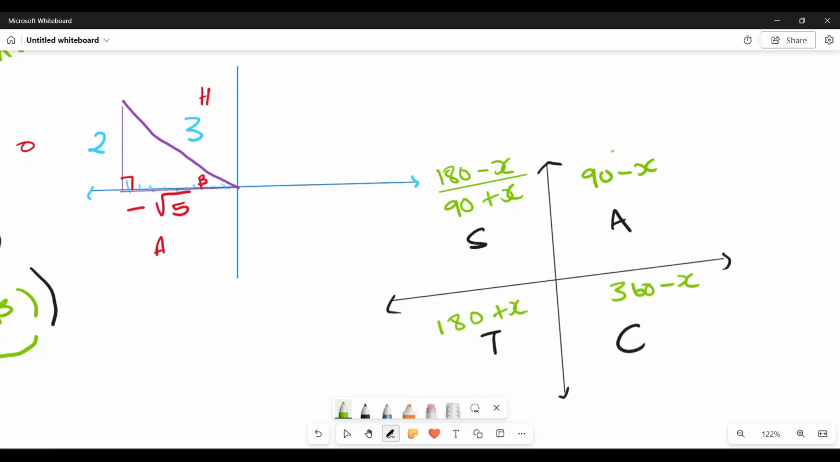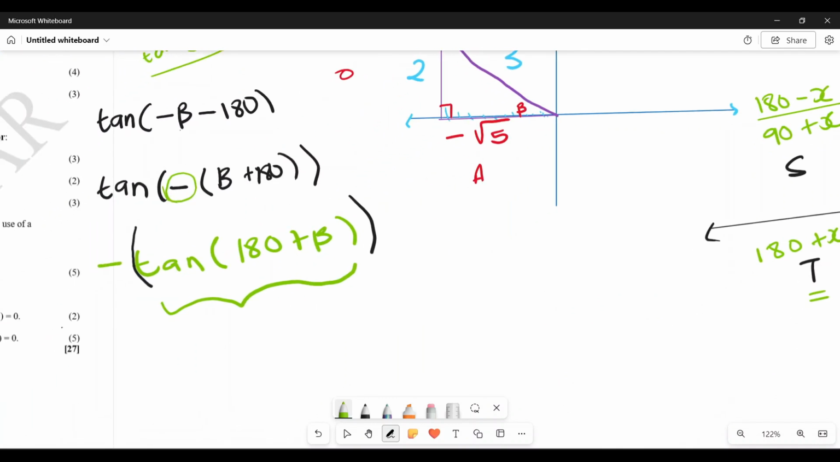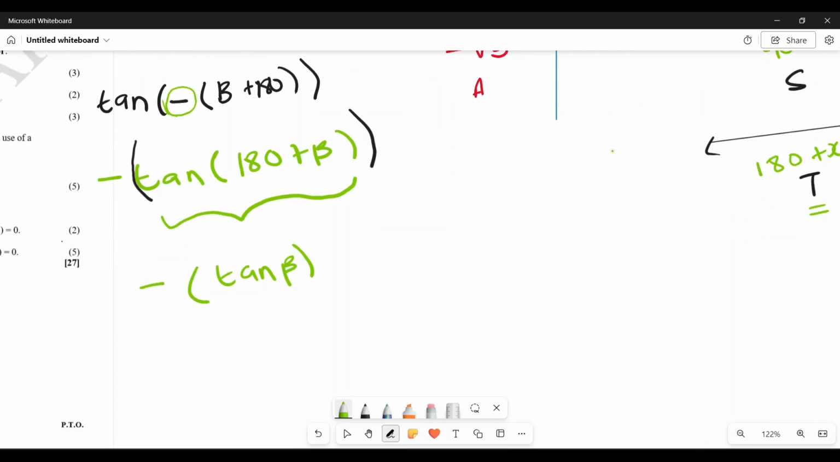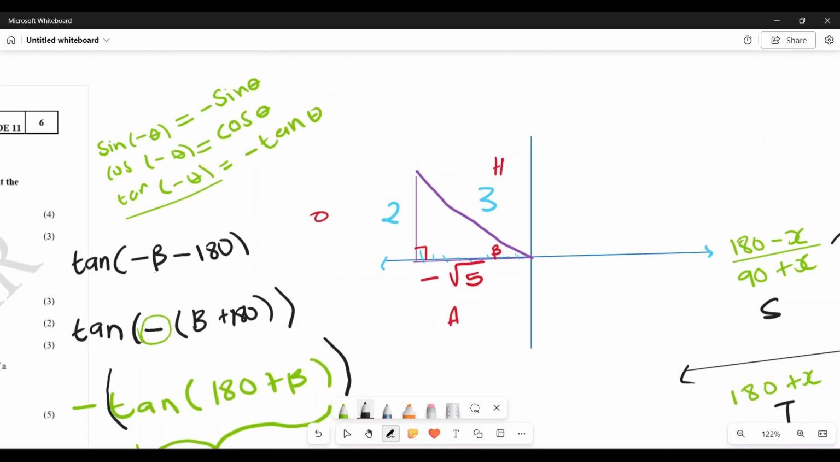In this case, our reference angle is b, right? So now 180 plus b, it's in the tan quadrant, right? As you could see, this tan needs to be positive. So here we would have negative multiplied to positive tan b, right? Now, let me substitute my tan b using my diagram. So I have minus multiplied to my tan.